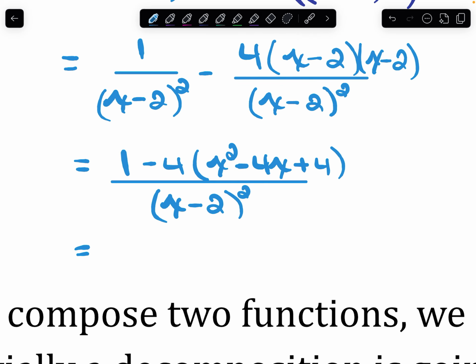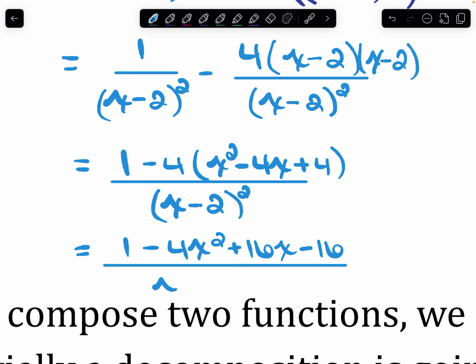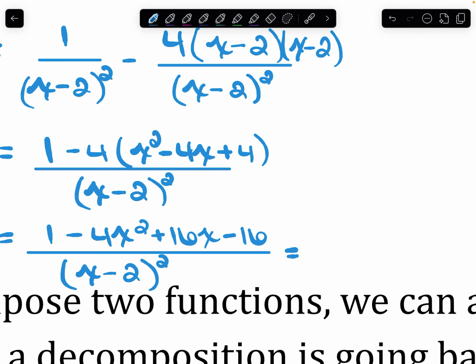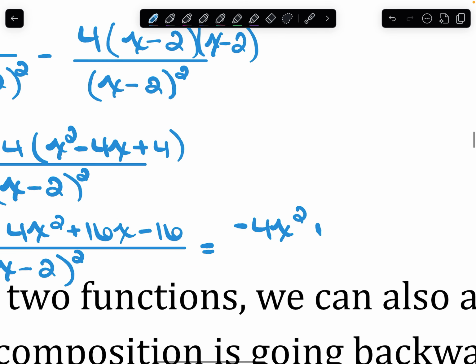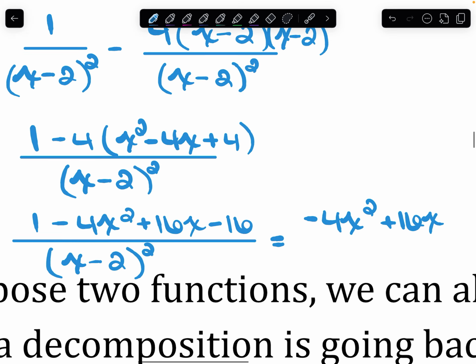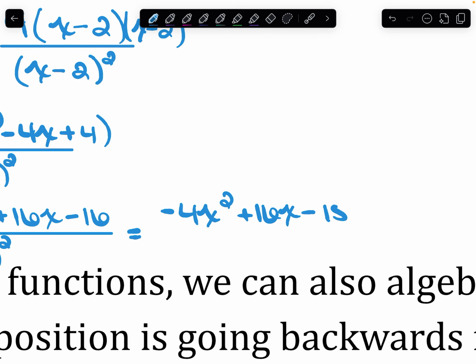Then, I'm running out of room. We can distribute our negative 4. So it's going to be minus 4x squared plus 16x minus 16. All over, same denominator. And then we can combine the first and the last. I gotta go sideways, I'm out of room. So we have negative 4x squared plus 16x, and then the negative 16 plus 1 is gonna be negative 15.